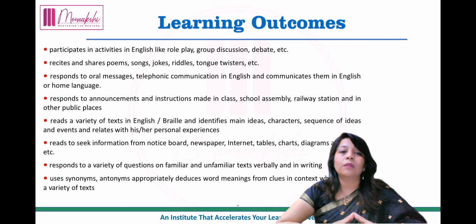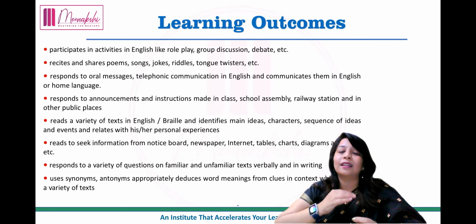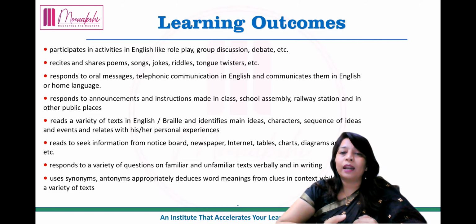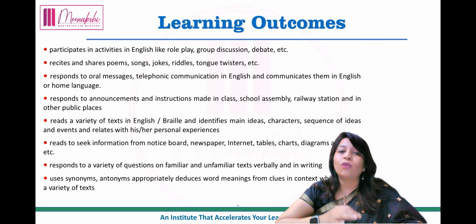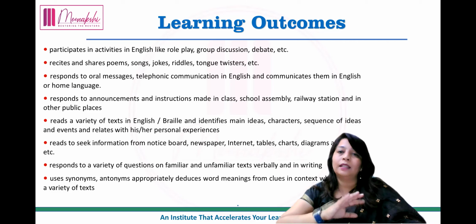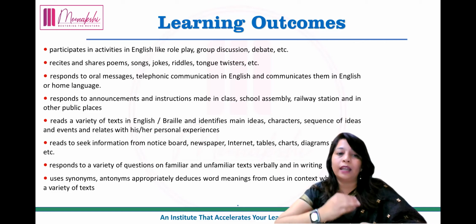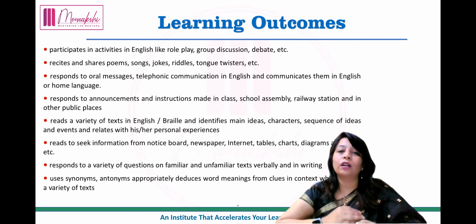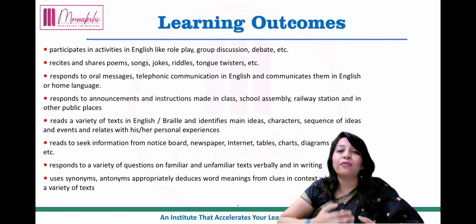The next learning outcome: responds to announcements and instructions made in the class, school assembly, railway station, and other public places. If the children are not able to understand that kind of announcements, not able to interpret, what is the fun in learning that kind of language? Reads a variety of texts in English or Braille. That depends upon the kind of learners we're talking about. And identifies main ideas, characters, a sequence of the ideas and events, and relates with his or her personal experiences, relating with personal life, real life integration.